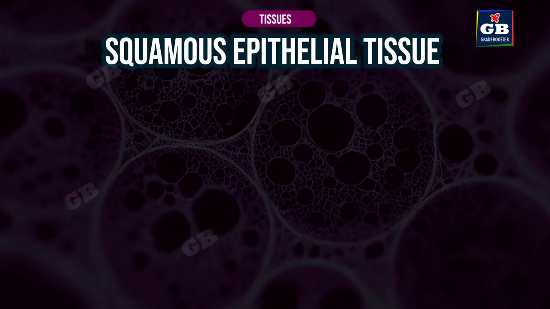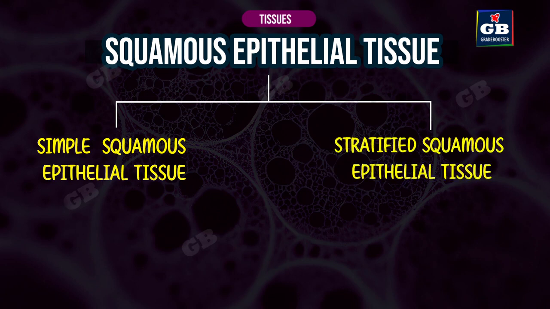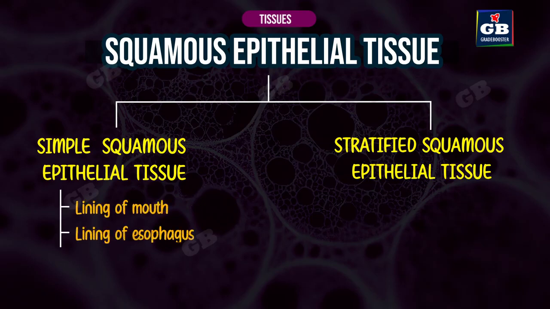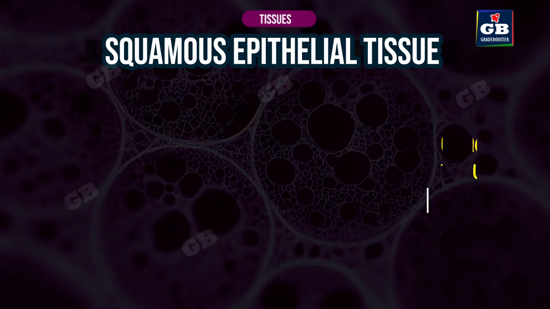So, the squamous epithelial tissue is of two types. One, simple squamous epithelial tissue and two, stratified squamous epithelial tissue. Examples of simple squamous epithelial tissue are lining of mouth, lining of esophagus, alveoli, blood capillaries. Example of stratified squamous epithelium is skin. This is about squamous epithelial tissue.